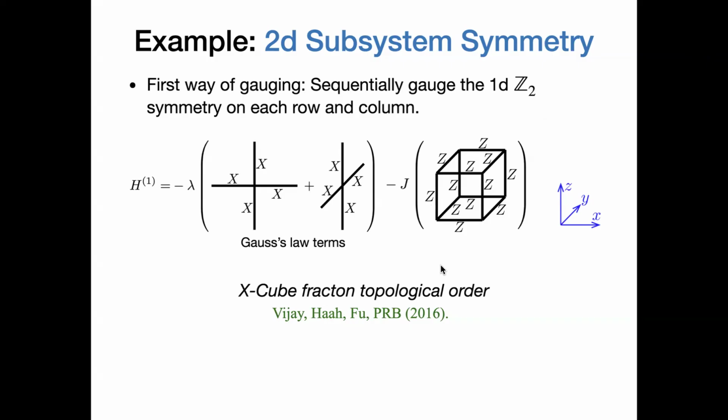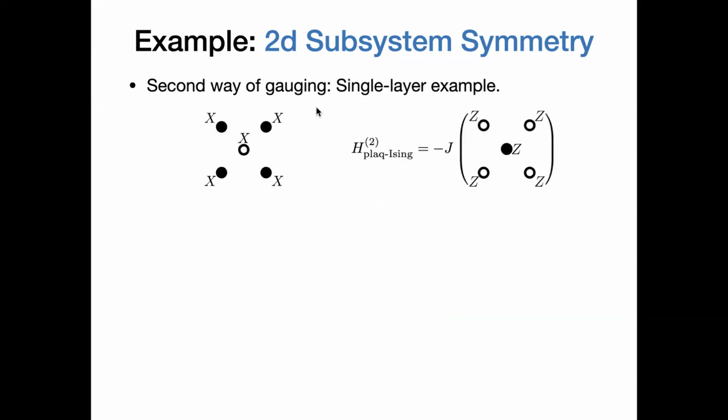Okay. So this is the first way of gauging this subsystem symmetry, and there's actually a second way of gauging. Since this is not so obvious, let me again explain this gauging in the case of a single layer model. Recall that our single layer model consists of 4 Z terms acting on the 4 qubits around each plaquette. In the second way of gauging, instead of introducing gauge fields on the links, we introduce gauge field qubits at the centers of each plaquette, and we demand this type of local symmetries.